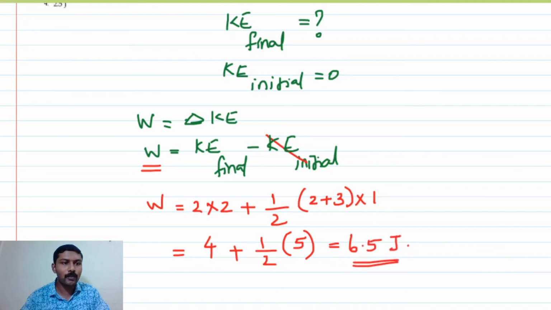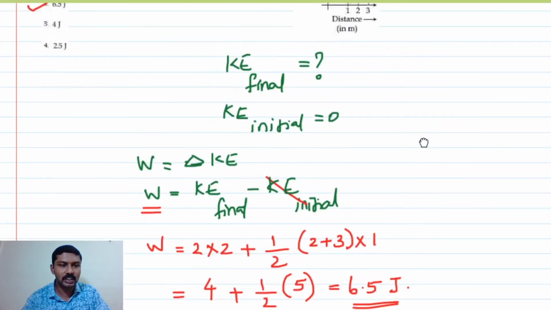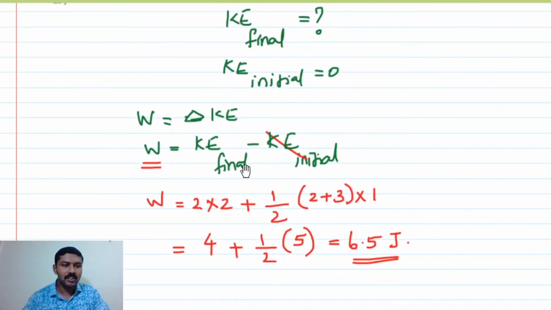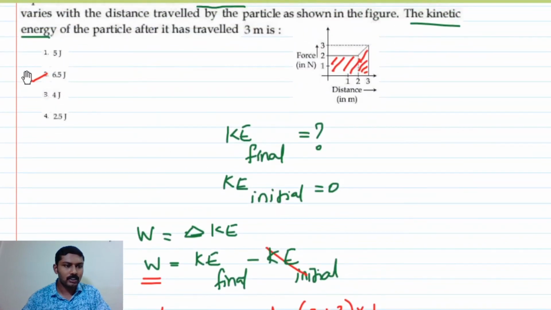According to our previous conclusions, the work done is equal to the final kinetic energy, since the initial kinetic energy was already 0 in the question. So the final kinetic energy can be written as 6.5 joule, which is your right answer. We are expecting that. If I look at the options, we can say that 6.5 joule is your right answer. I believe that you understood it.